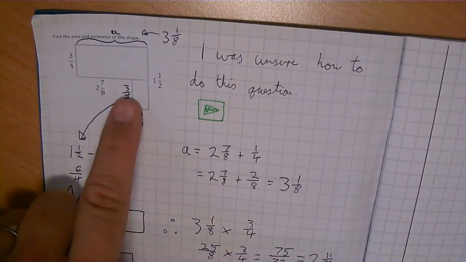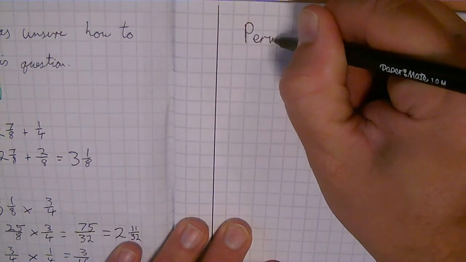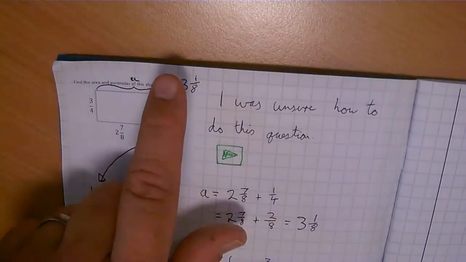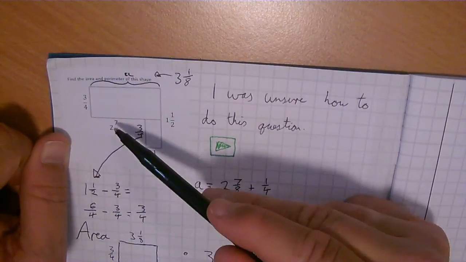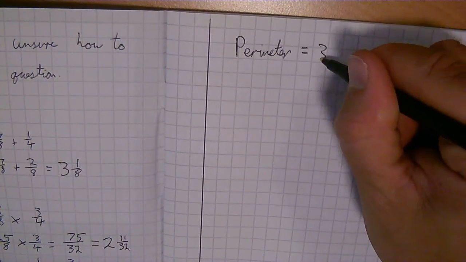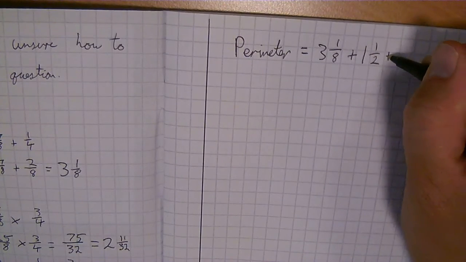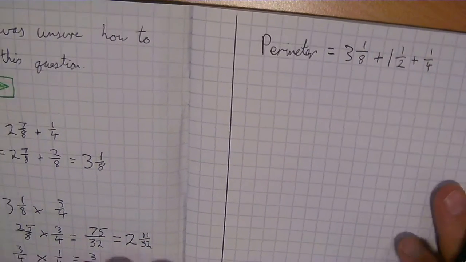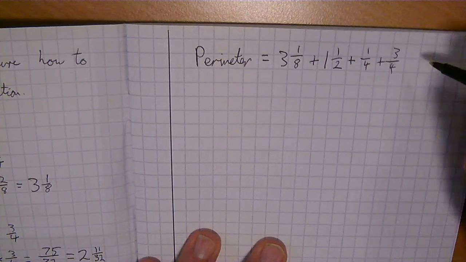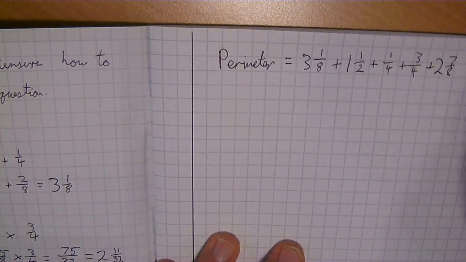And now I've got to do the perimeter. So the perimeter is all the way around the outside, isn't it? So my perimeter is equal to this one plus this one plus this one plus this one plus this one plus this one. So I'm going to write that down. My perimeter equals 3 1/8 plus 1 1/2 plus 1/4, make sure not to miss any sides out, plus 3/4 plus 2 7/8 and plus 3/4.